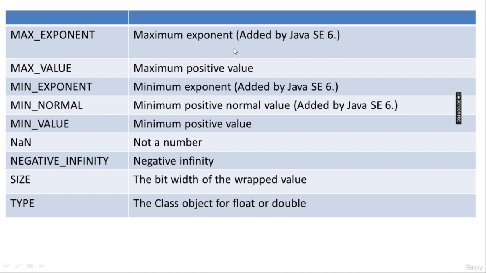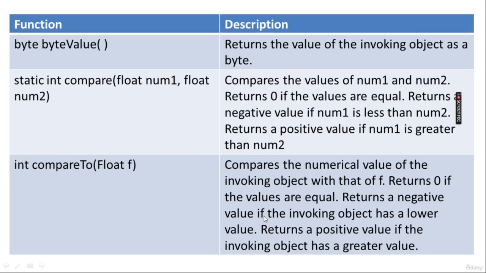MAX_EXPONENT, the maximum exponent, added by Java SE 6; MAX_VALUE, the maximum positive value; MIN_EXPONENT, the minimum exponent, added by Java SE 6; MIN_NORMAL, the minimum normal positive value; MIN_VALUE, the minimum positive value; NaN, not a number; NEGATIVE_INFINITY; SIZE, the bit width of the wrapped value; and TYPE, the Class object for float or double.